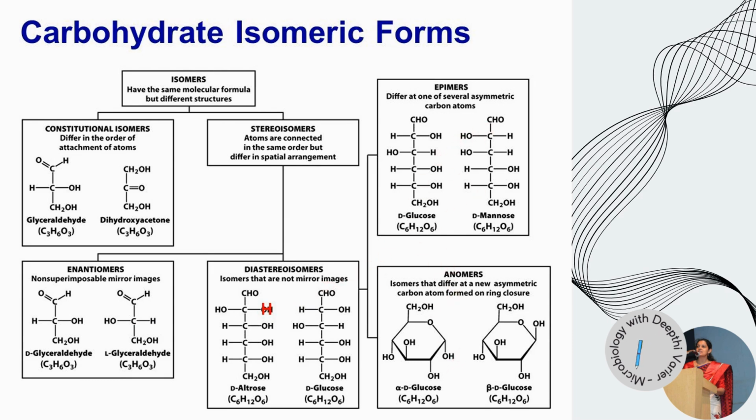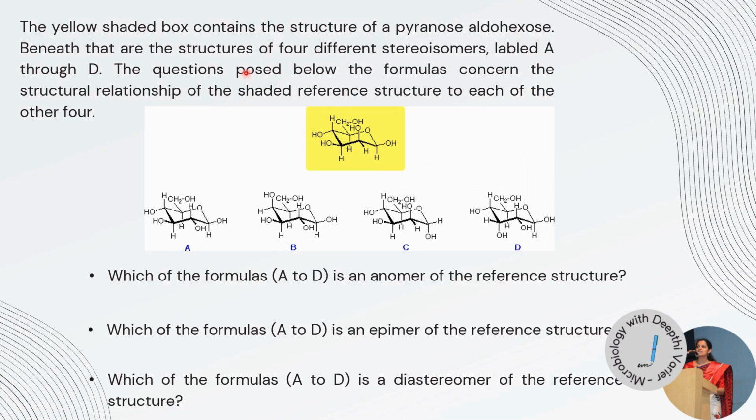Let's do one question based on this. We can see that the yellow box here contains the structure of a pyranose aldohexose, pyranose because it's a six-membered ring. And beneath that, I've given you four different structures of stereoisomers, labeled A, B, C, and D. The questions given below are based on the structural relationship between the main molecule and the four isomers given below. You can pause the video over here, take a moment to solve each of these questions, and I shall tell you the answers in a few seconds.